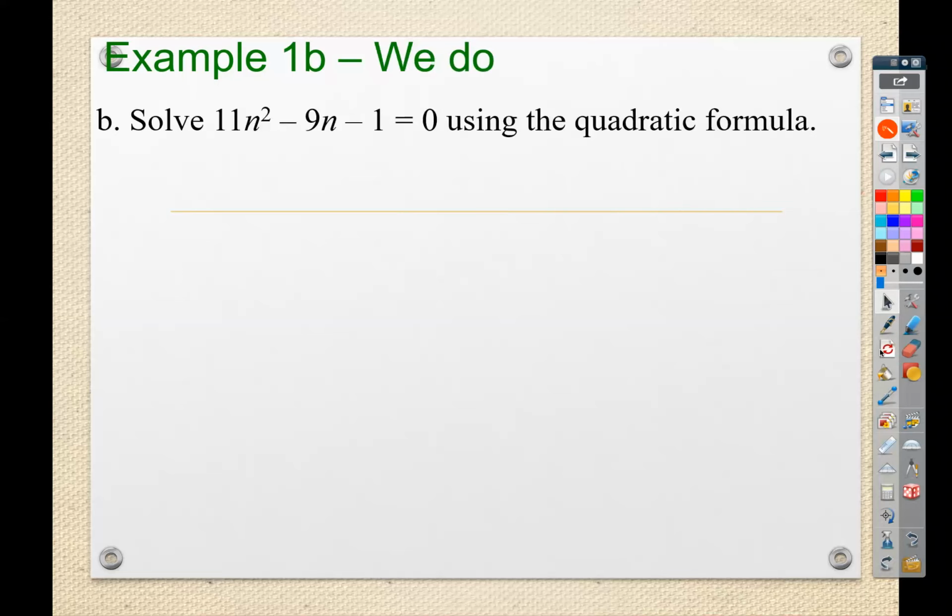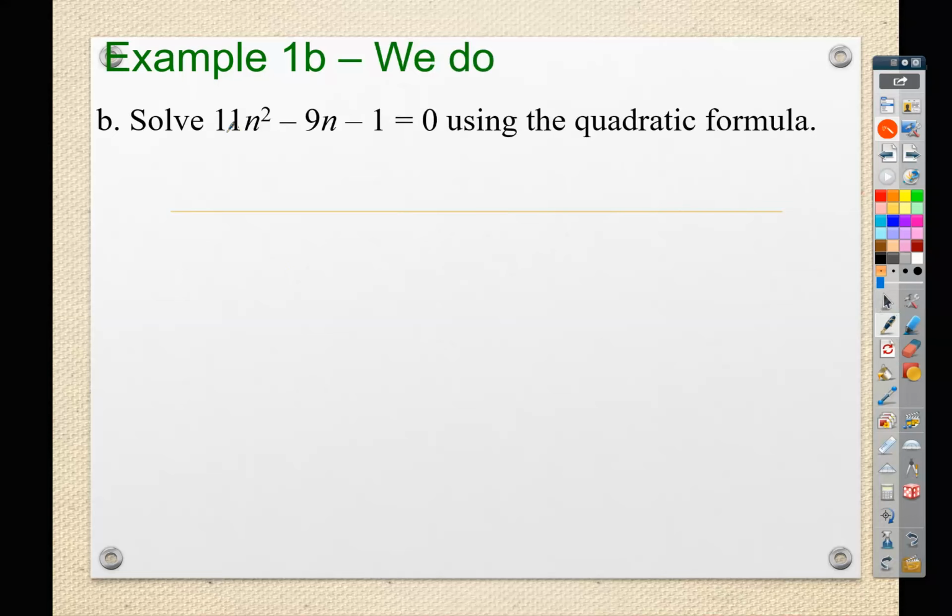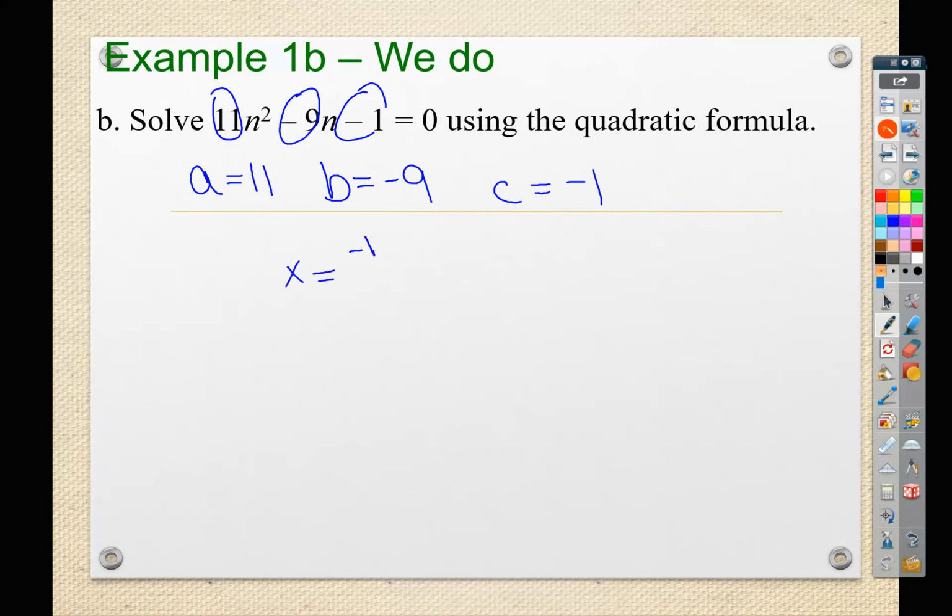So 1b, same thing, it's already in standard form. Okay, so our a is 11, our b is negative 9, and the c is negative 1. So I'm getting these right here. So x equals negative b plus or minus the square root of b squared minus 4ac all over 2a. Okay, so I'm going to fill those in.